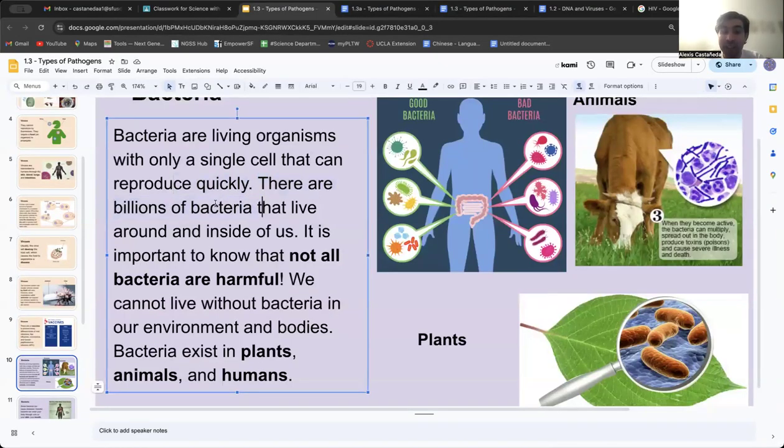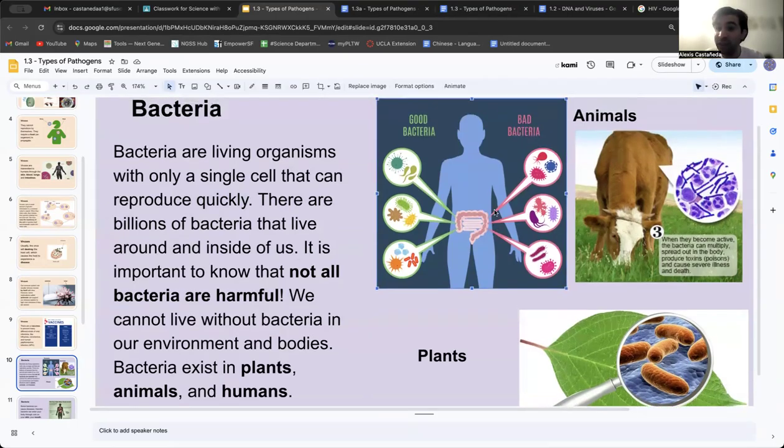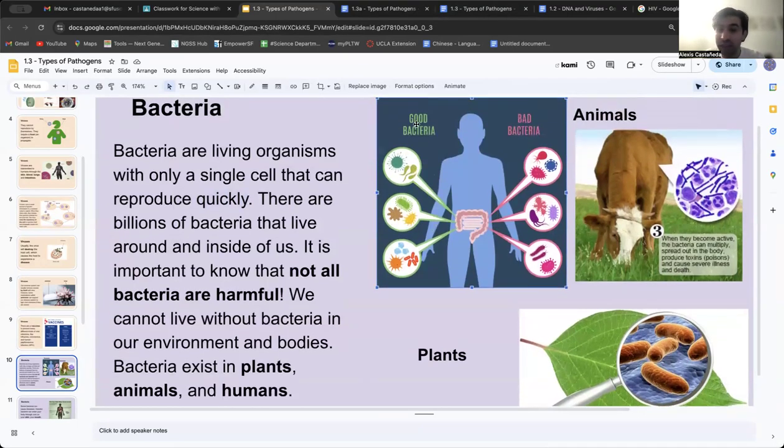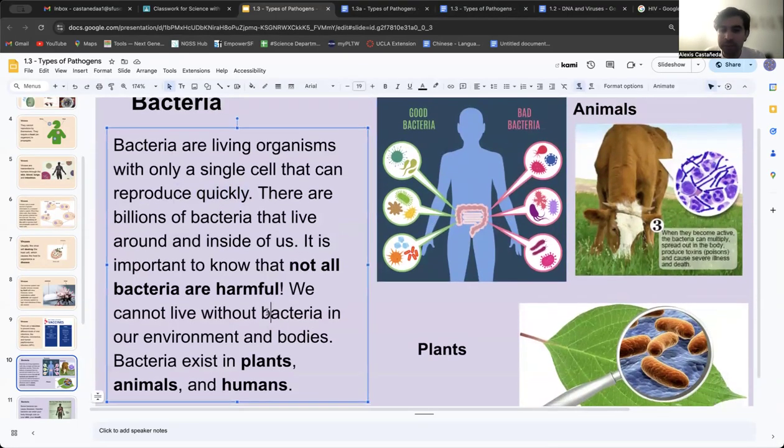There are tons of bacteria around us and inside of us. Bacteria are actually not all harmful. Some bacteria are harmful, but a lot of bacteria are really, really helpful. We actually cannot live without bacteria. There are many bacteria that are good, and some of them are bad.